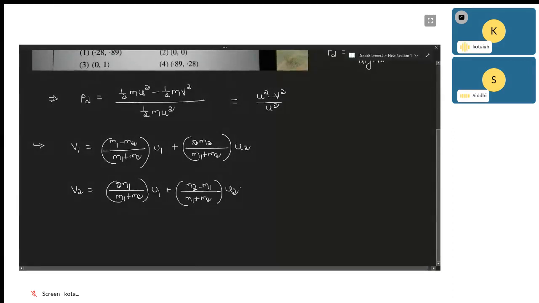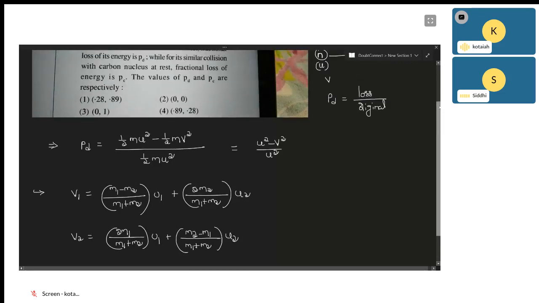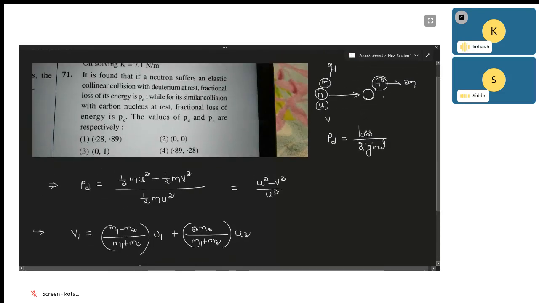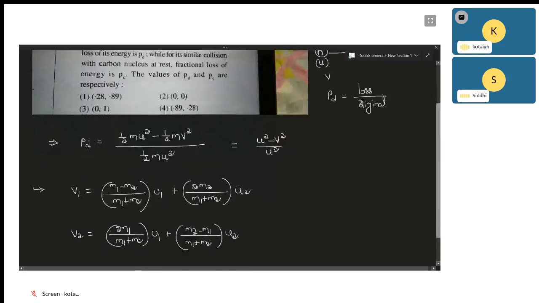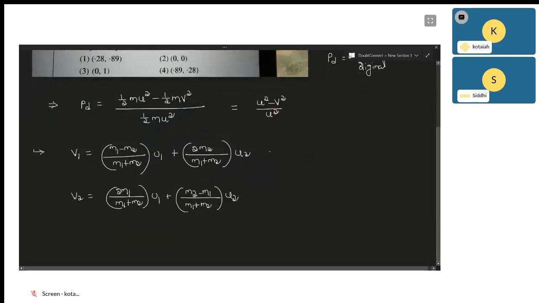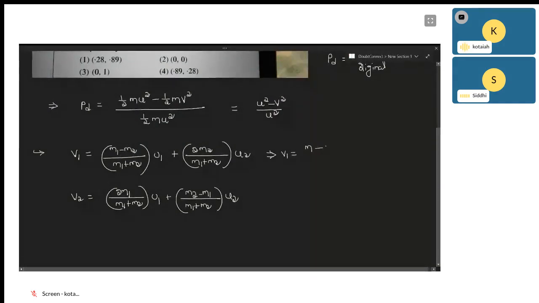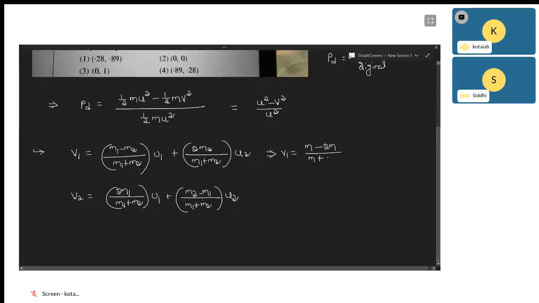Now here he is asking. Here I assumed that neutron is the first object and deuterium is the second object. I want velocity of the first object after collision, nothing but v1. So v1 is equal to m1 minus m2, where m1 is nothing but m and m2 is nothing but 2m, by m1 plus m2, which means m plus 2m, into u1, which is nothing but u.